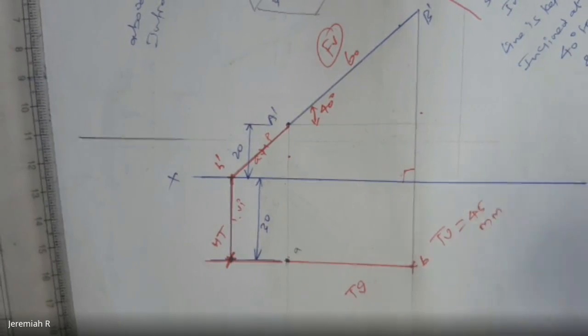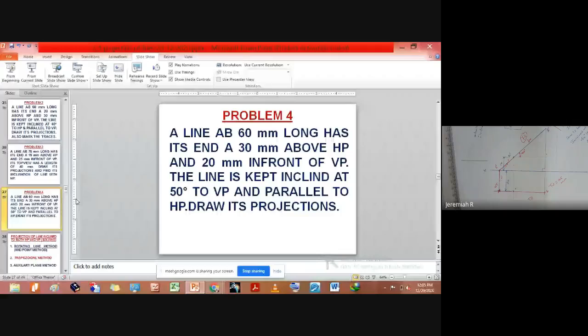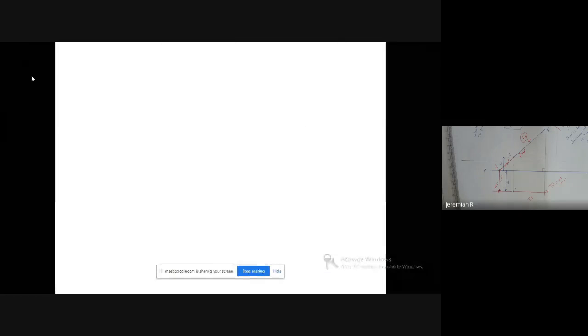We'll see one more problem, and probably next class we'll go for lines inclined to both HP and VP. Just see this problem. Once again, just from the laptop. Okay, let me put on this problem.